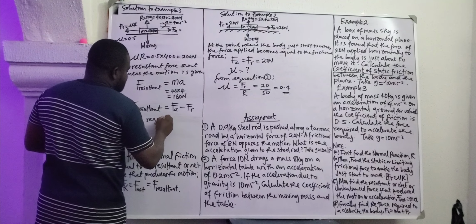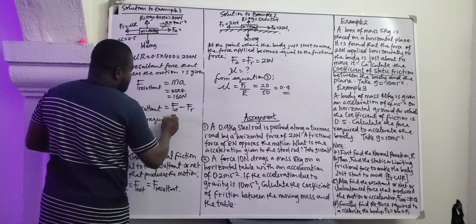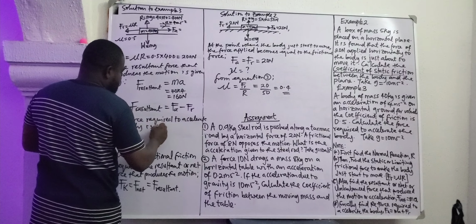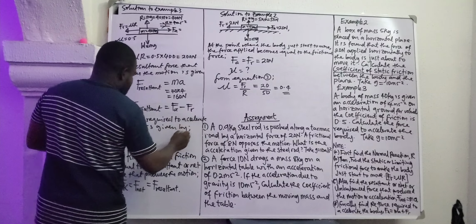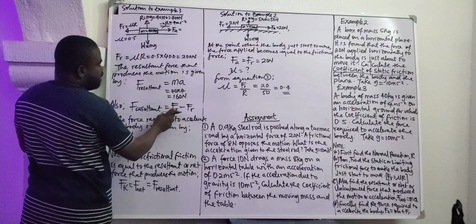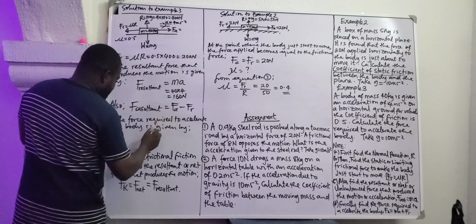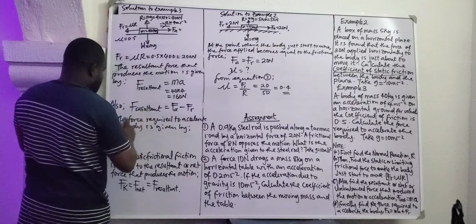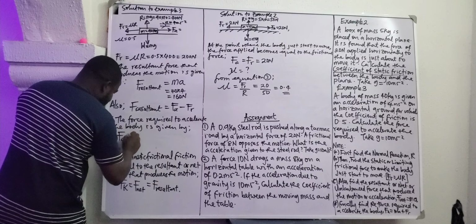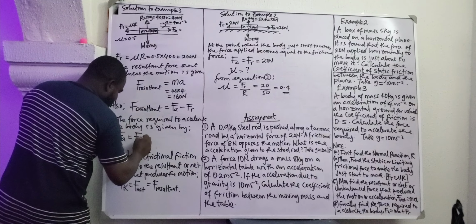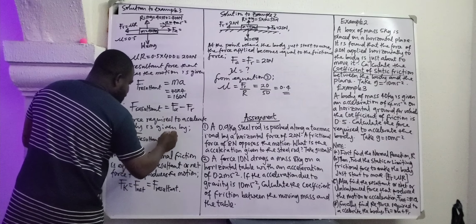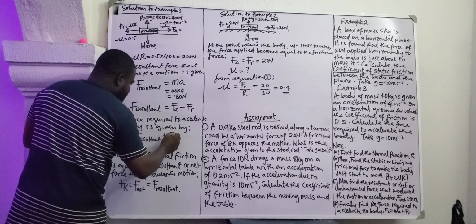Good. So therefore, the force required to accelerate the body is given by... I'm going to make the force applied, which is Fa, the subject of the formula. If you do that, you will carry this frictional force to this side. The minus changes to plus. So which means the force applied is the resultant force plus the frictional force.